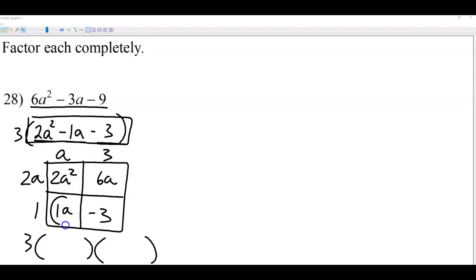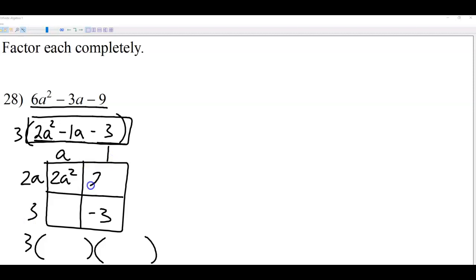Now I know I'm right if these can somehow be combined to make -1. Is it possible to add or subtract 6 and 1 somehow to get -1? Well, the answer is no. So that means my guess is wrong. Now the first change you'll make whenever your guess doesn't work is we're going to keep the numbers 3 and 1, but we're going to reverse where they're located. So I'm going to put the 3 here and the 1 here.